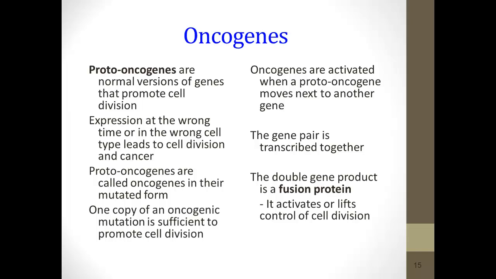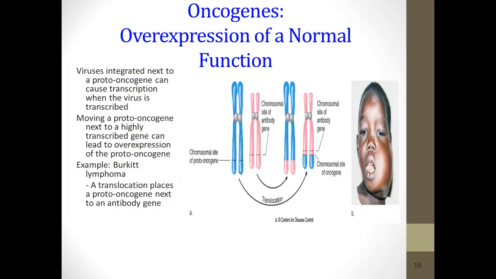Oncogenes are activated when proto-oncogenes move next to another gene. The gene pair is transcribed together, and this creates a fusion protein, which then either activates or lifts the control of cell division, which leads to the rapid growth and division of cancer cells. So here's a picture of what it might look like if there is an oncogene or overexpression of normal function.